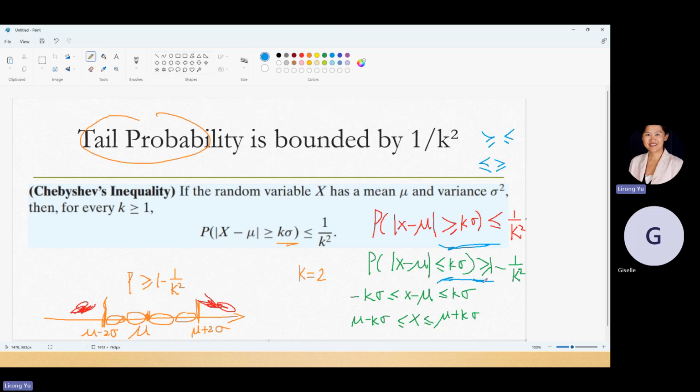But the 1 minus 1 over k squared or the 1 over k squared, I cannot guarantee that part. For this part, you have to remember the reasoning: the middle has to be more and the tail has to be less. I hope that makes sense. So that's the Chebyshev theorem statement.